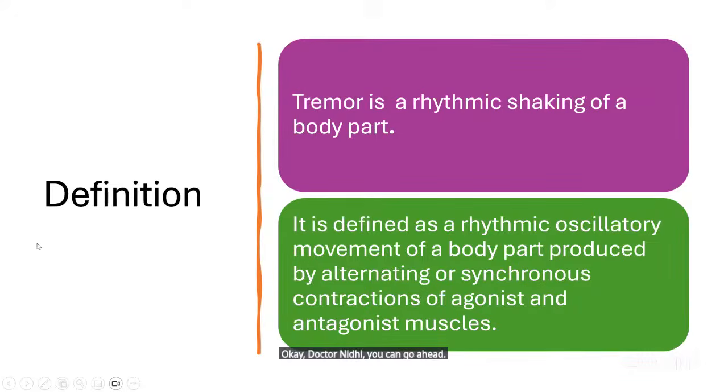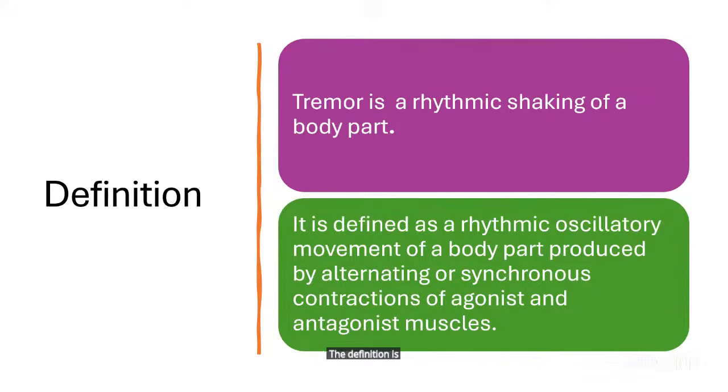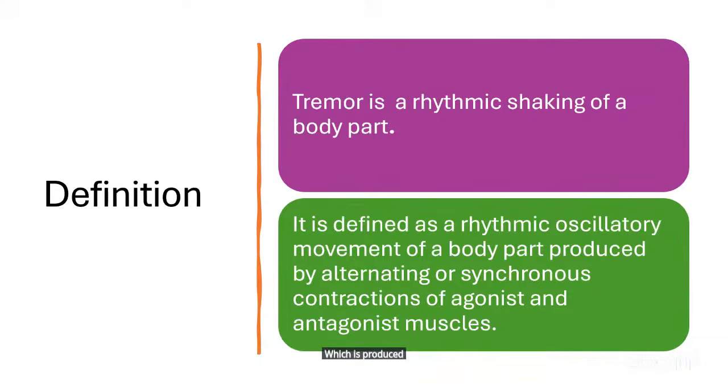Yeah. So today we will be discussing the tremor. In layman language, we can say tremor is a rhythmic shaking of a body part. It is defined as involuntary rhythmic oscillatory movement of a body part which is produced by alternating or synchronous contraction of agonist and antagonist muscles.